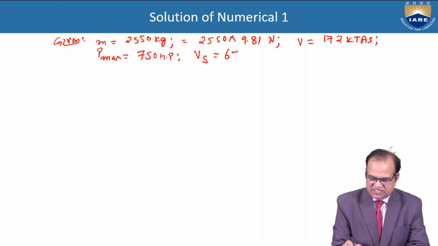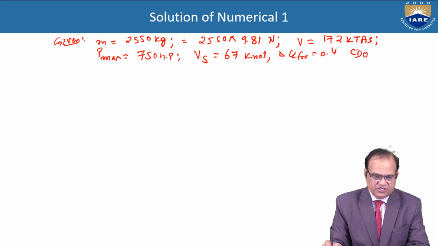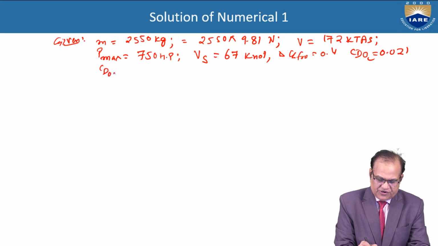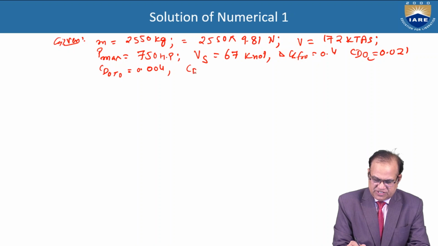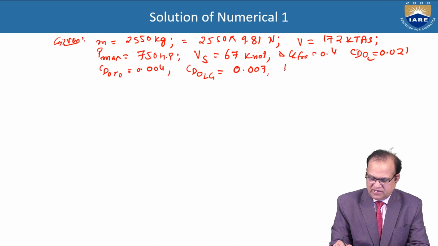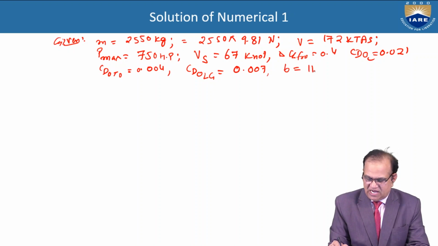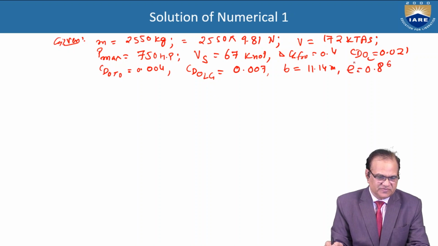Stall speed is 67 knots. Delta CL flap takeoff is equal to 0.4. CD naught cruise is equal to 0.021. CD naught for takeoff flap is equal to 0.004. CD naught for landing gear is equal to 0.007. Span b is equal to 11.14 meters. e is equal to 0.86.